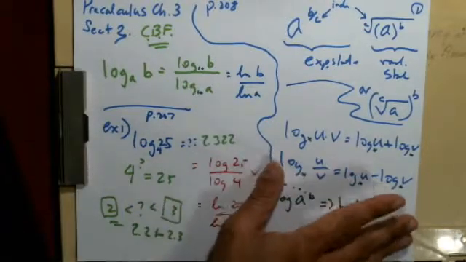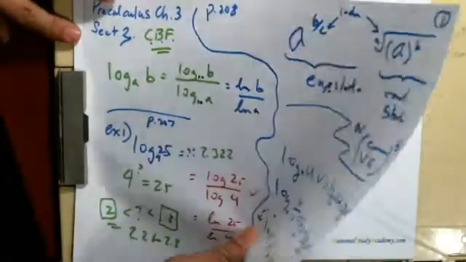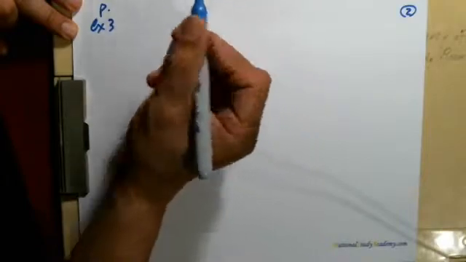So let's do example 3 now. I'm going to change this a little bit. I can't see it very well. Here it is. This is page 2. Example 3 on page, what is that? Page 208.